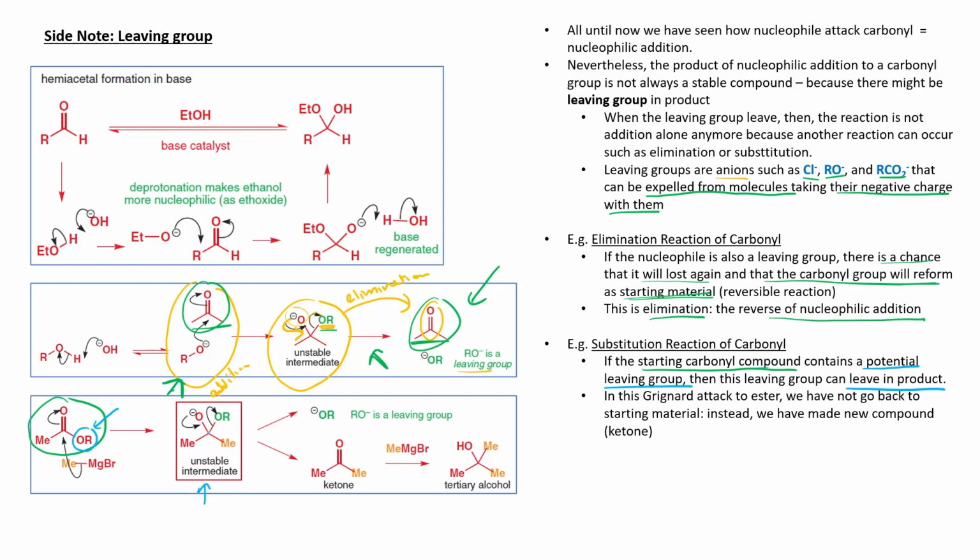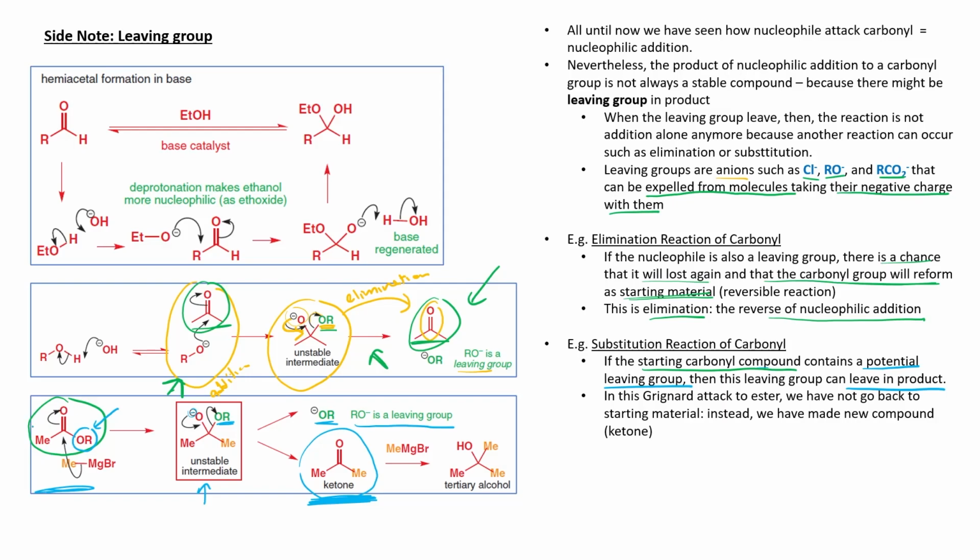Okay, in this unstable intermediate, because you already have the OR, which is a good leaving group, this will detach by itself, causing this oxyanion to make a bond by itself. So you got this, and this OR will just leave the group. RO is a leaving group. So what you get is this. Okay, if you compare this to the original, you see a different thing, right? Originally you have this, what we call OR, but here you have this ketone.